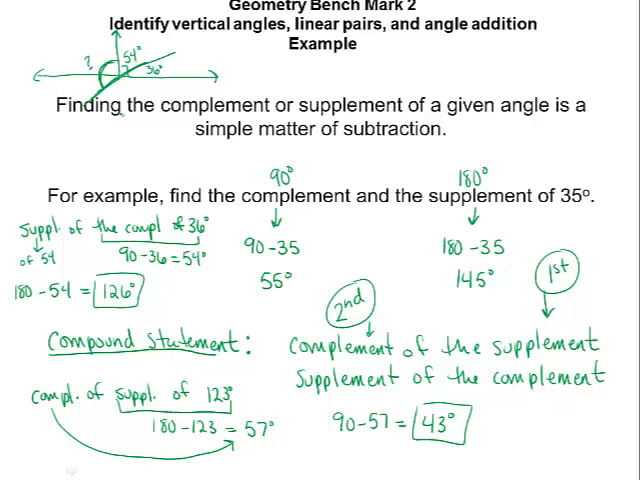So it's always, for the second one, you do the second one first, and then whatever that answer is, you do the first part using the answer from this part. Yeah, do the compound statement. You see how the first sentence says the complement second and complement first? So if I do the complement of the supplement, I'll find the supplement first. Or if I do the supplement of the complement, I'll find the complement first. Yeah, so it's the second part first.